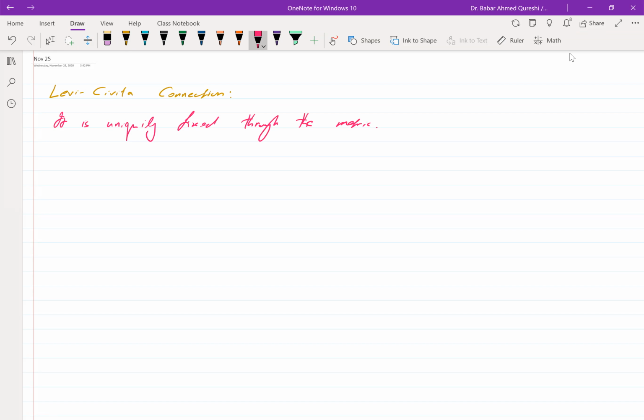You give the metric, you have a particular formula for it, which was just this one: half g^{ασ}(∂_μ g_{σν} + ∂_ν g_{μσ} − ∂_σ g_{μν}). And through this connection, we can define the parallel transport of vectors and also the geodesics.